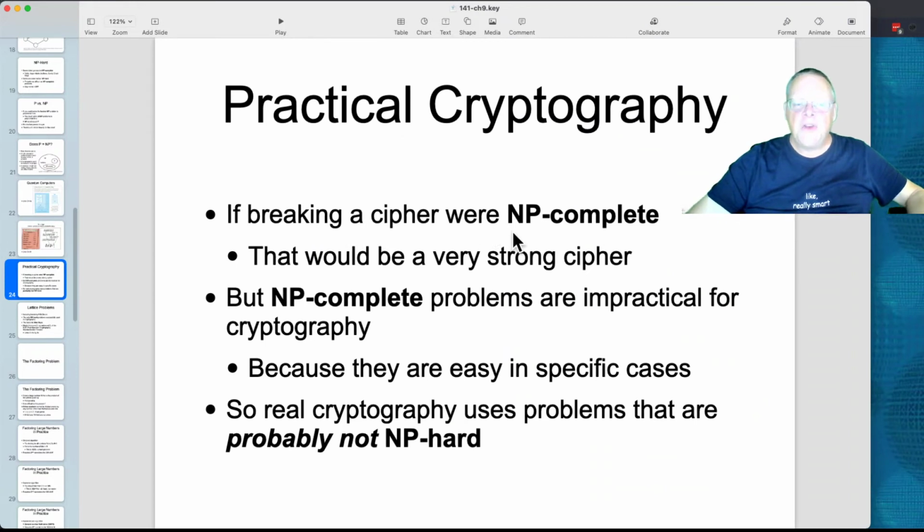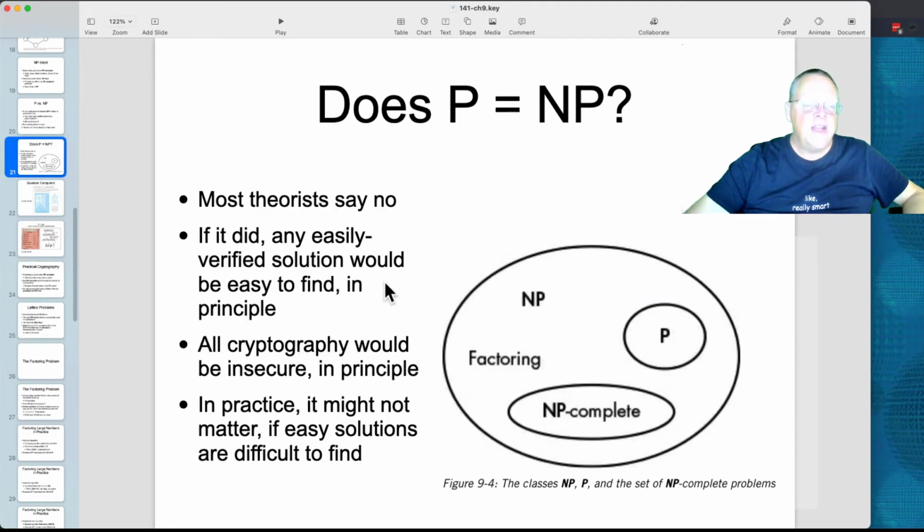All right, so if breaking a cipher were NP complete, that would be great, because then you'd know that breaking the cipher is the hardest possible problem. But the problem is those turn out to be miserable because they turn out to be easy in specific cases. So real cryptography uses problems that are probably not NP hard. That's why I like this diagram. You might like to use the NP complete or the NP hard ones, but those turn out to be so messed up you can't really use them.